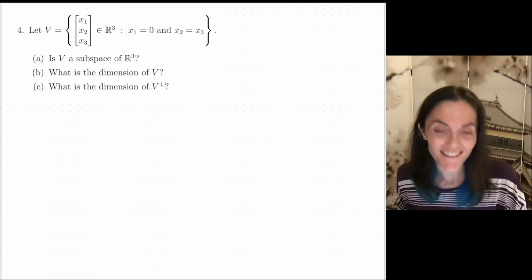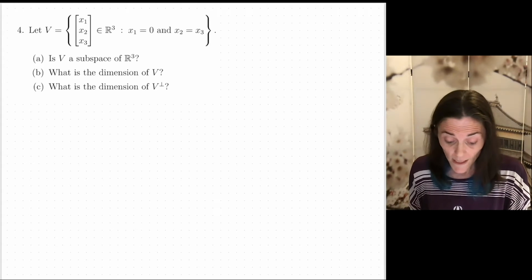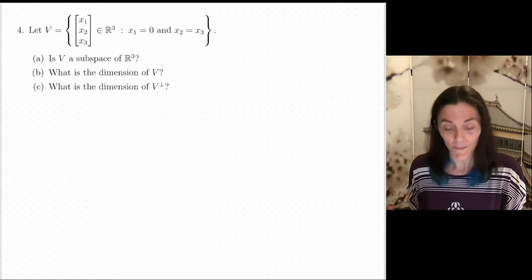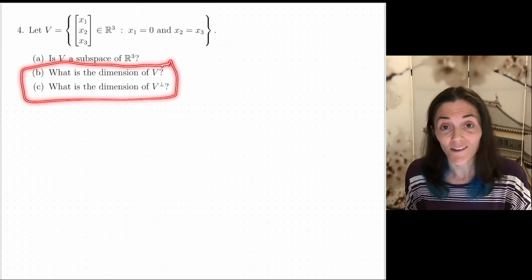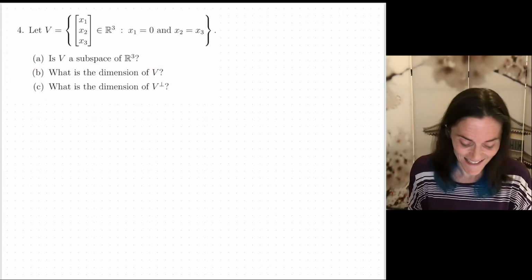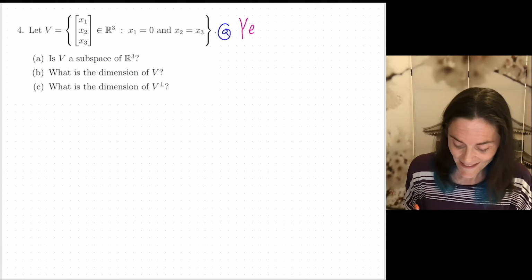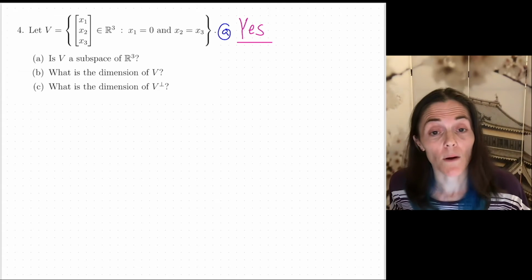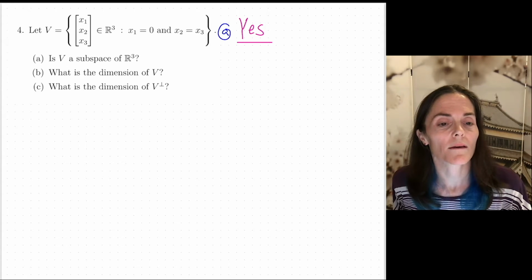In fact, this is similar to the last one we did, but let me give you a piece of advice. If you see a question, is some collection of vectors a subspace? And then you have parts B and C that ask you its dimension and ask you the dimension of the orthogonal complement, probably the answer to A is yes. Okay, that's just a piece of advice. So as I mentioned, the answer is yes. And how could we justify this though? And in fact, the justification is what will help us with B.